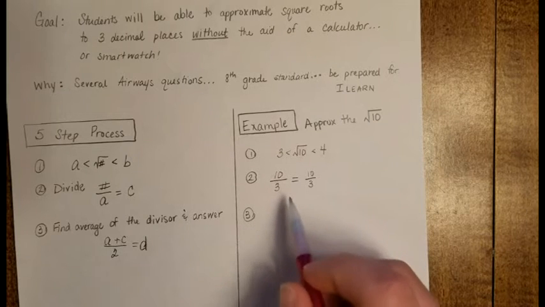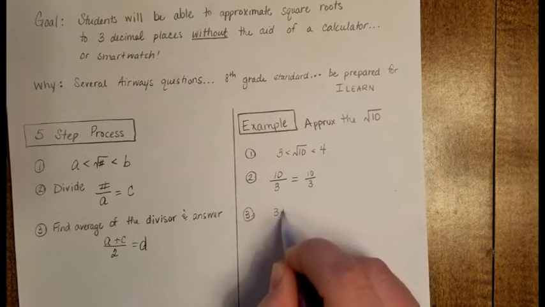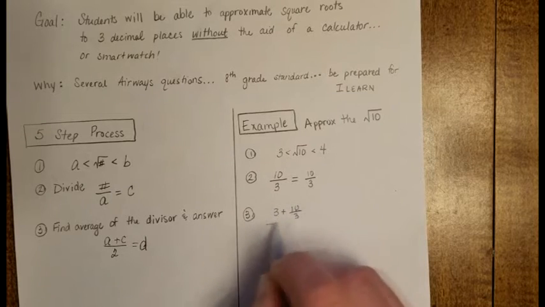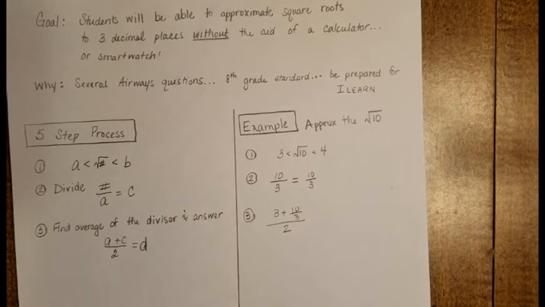I'm going to find the average of the divisor and the answer. So I need 3 plus 10/3. I'll divide all of that by 2. I need to work this out so that I can find out the value of D. You may want to have a piece of scratch paper handy because you are going to have to do a lot of getting common denominators and multiplying by hand since they don't give us the use of a calculator.